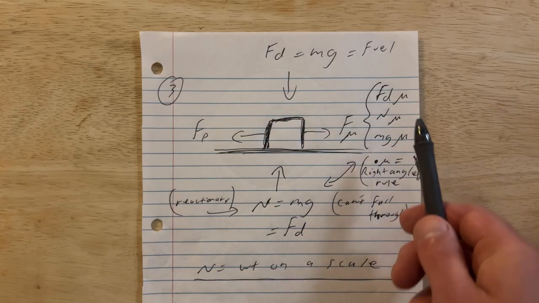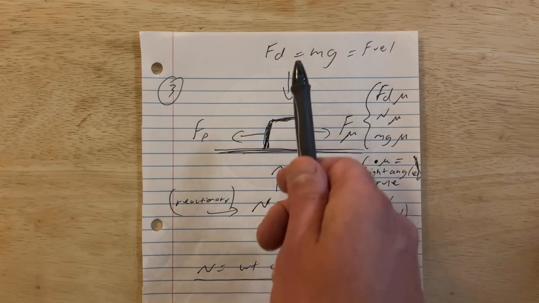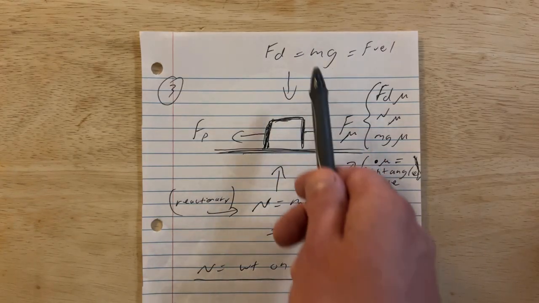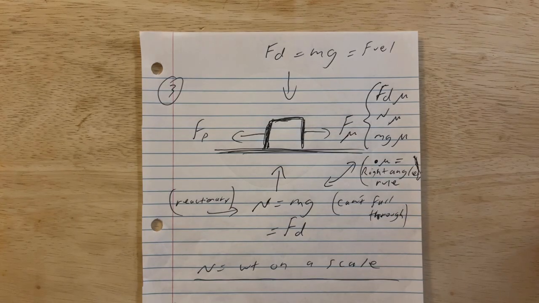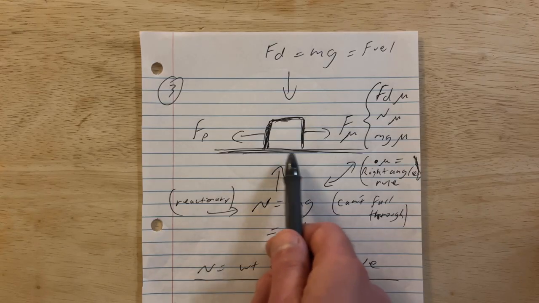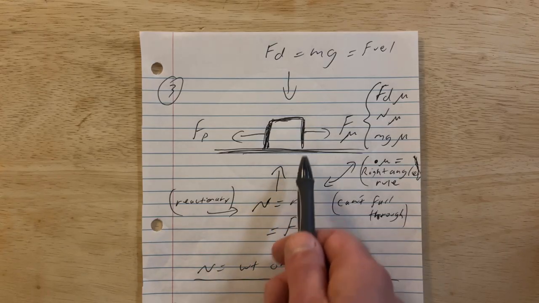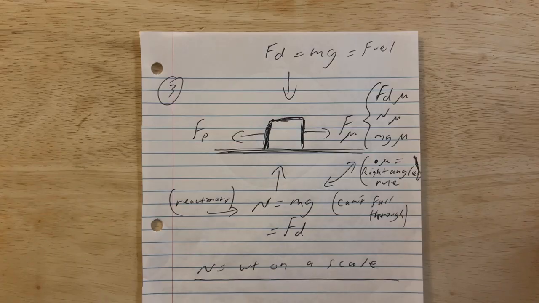Those frictional forces come from the normal force. The normal force comes from mg, which is your downward force. So downward force powers everything. And remember that right angle rule, I'll use it later. Your normal force right here is what measures the weight on a scale. So if you put a scale right there, then the normal force would tell you how much that block weighs.